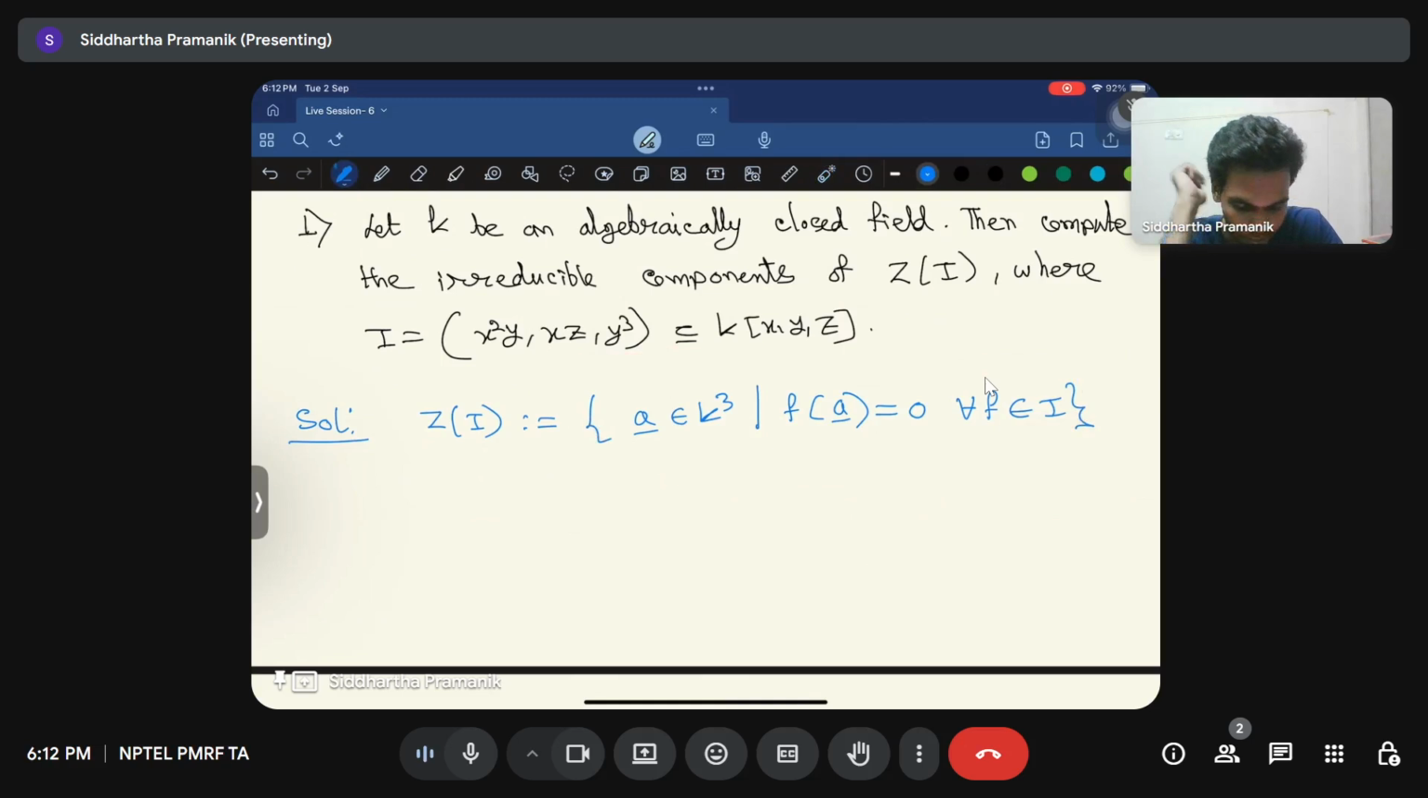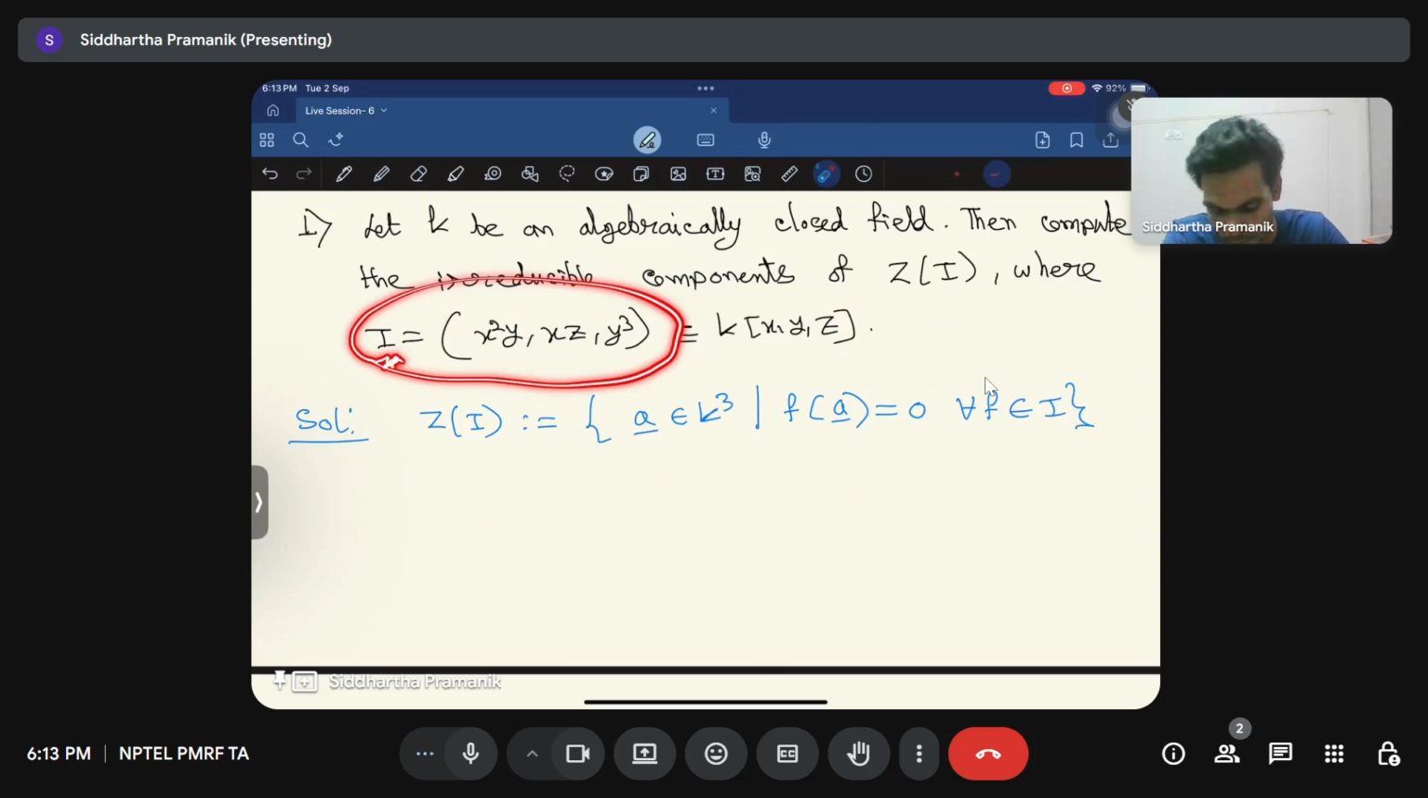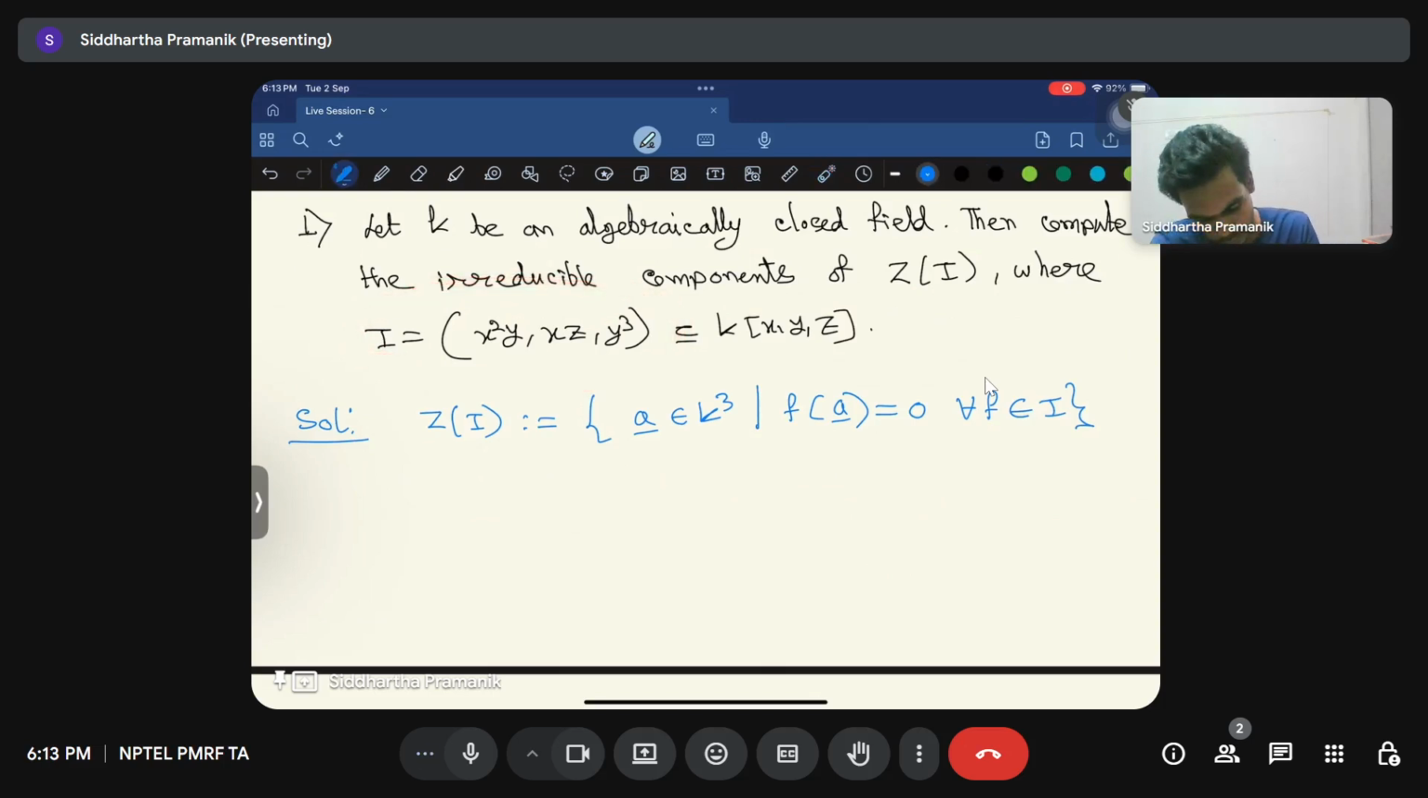So we need to find the irreducible components of Z of I. Let's do it by two different approaches. I will first do it by using the primary decomposition and the Hilbert Nullstellensatz. So first let's find the primary decomposition of this ideal I. Because this is a monomial ideal, we can find the primary decomposition easily. So let's do it.